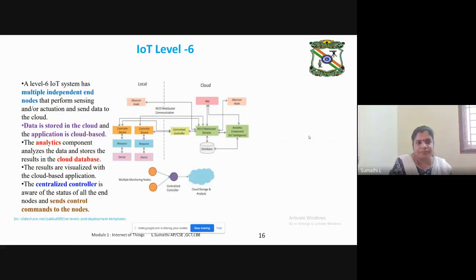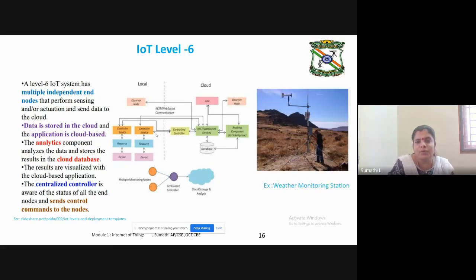In level 6, you consider each node as an independent node, and you have a centralized controller that is aware of the status of all the nodes, and it will pass control to each node. You don't have a coordinator. The difference is that a coordinator will collect information from all the nodes and pass it on. Here your centralized controller will collect information and handle each of them separately. That is your IoT level 6. This is used in a weather monitoring station.